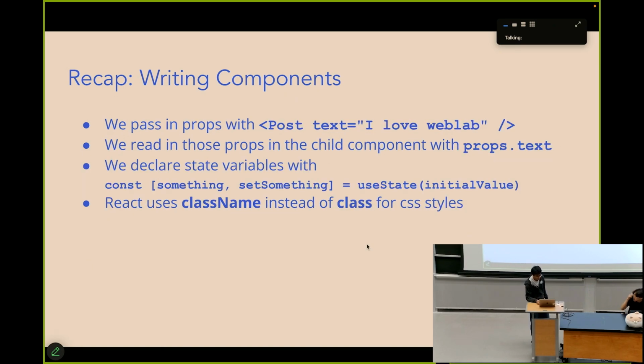Props and state are the name of the game with React. We'll pass in props using the attribute syntax, and then we read those props by accessing them as a JavaScript object. For state, we're going to declare states with the syntax that I showed you. And we can always set our state by calling the set function with the value that we want to set it to. Oh, right, and make sure to use className instead of class whenever you're doing styling.